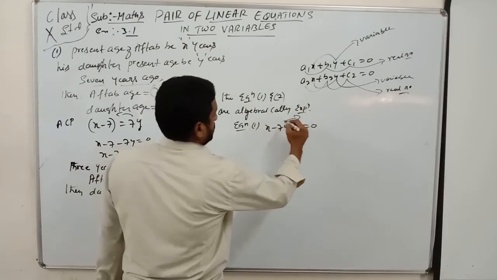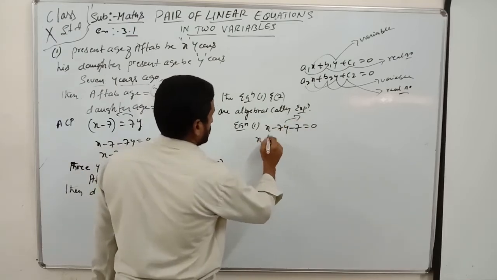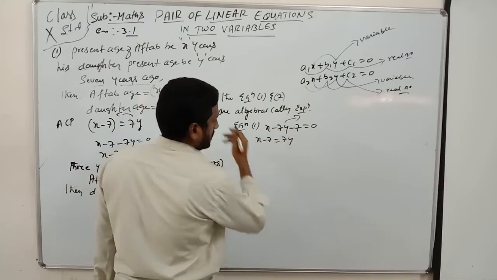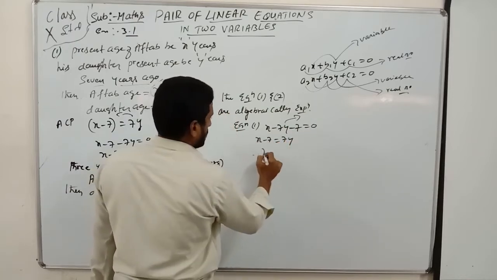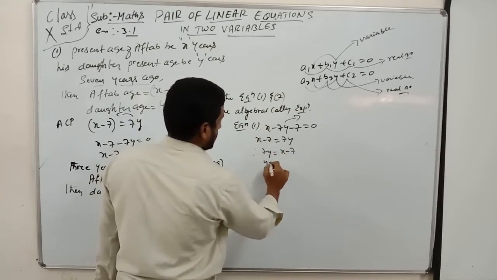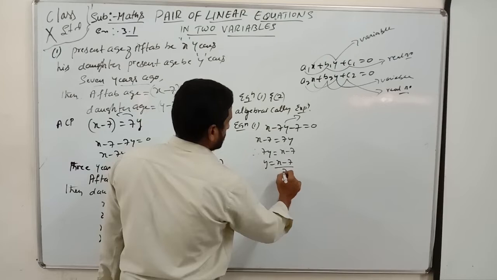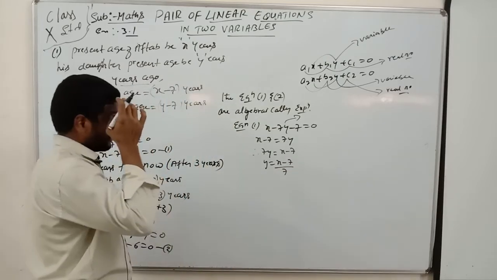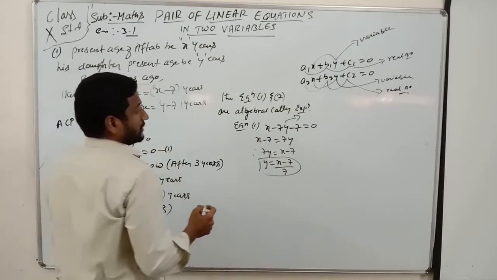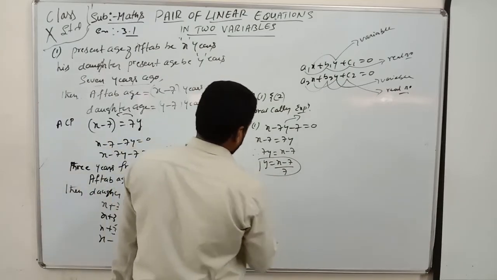This minus 7y, bring that side. So here, what is left? X minus 7 is equal to plus 7y. Okay, this 7y is equal to x minus 7. So y is equal to (x minus 7) by 7. That is the y value here.